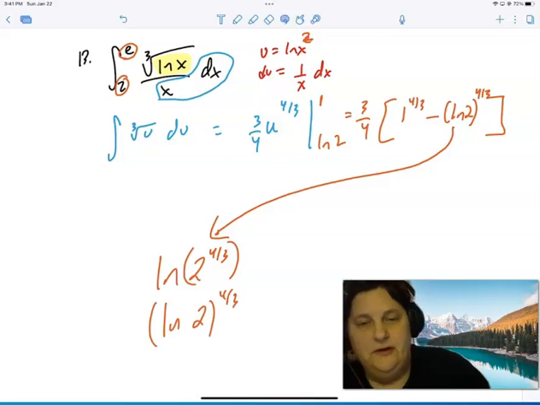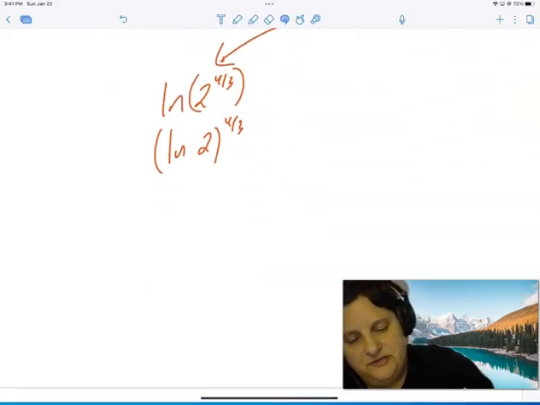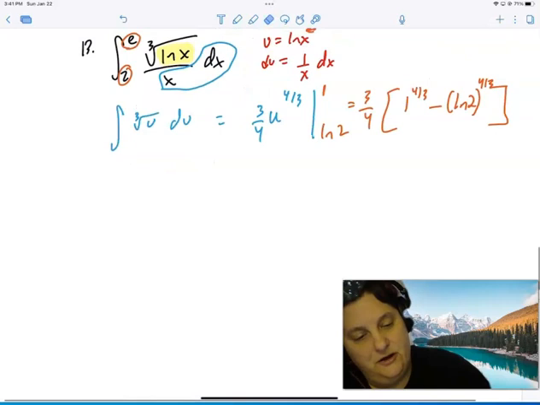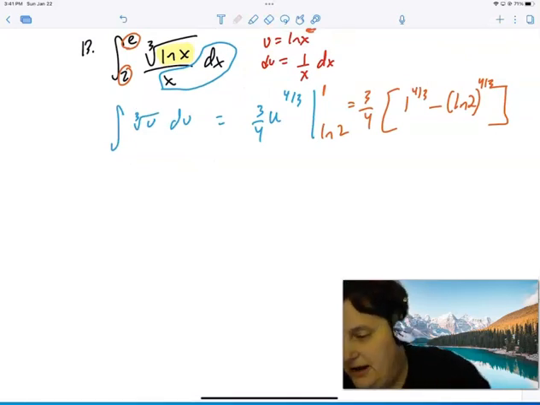Those two things are different. And here's why it matters. This you can bring down in front. This, you can't do that. All right. Anyway, so that's pretty messy, and I think that's probably how I'm going to leave that.